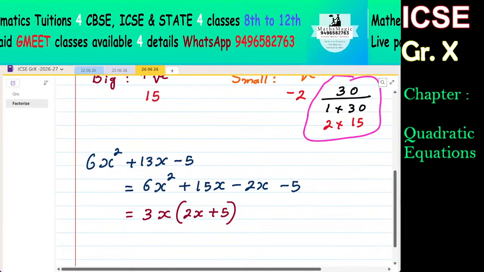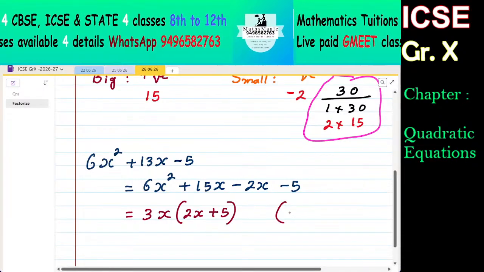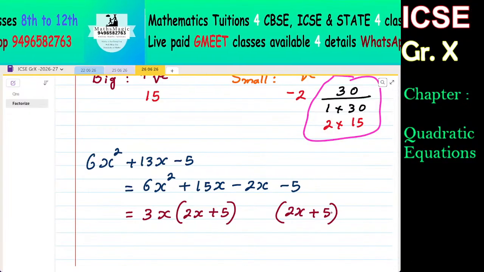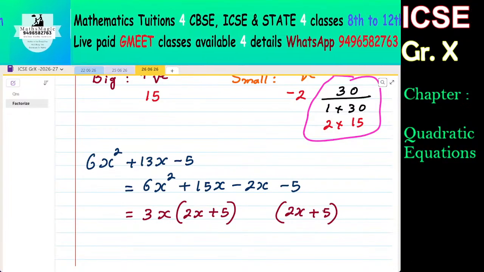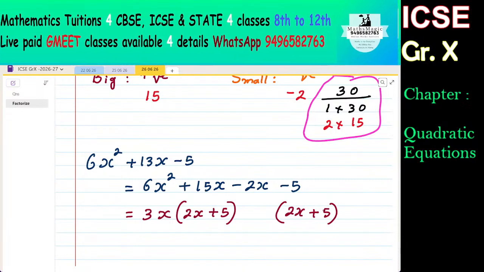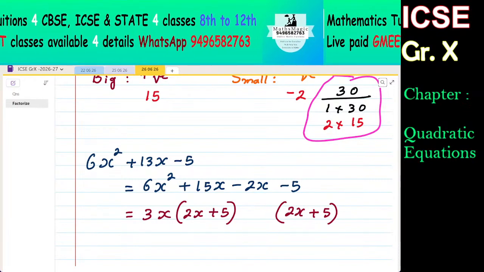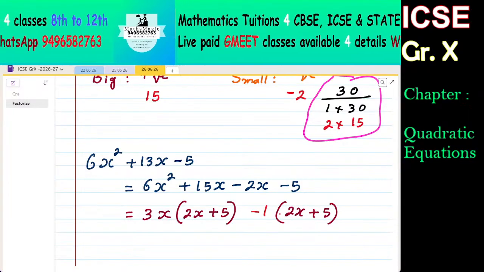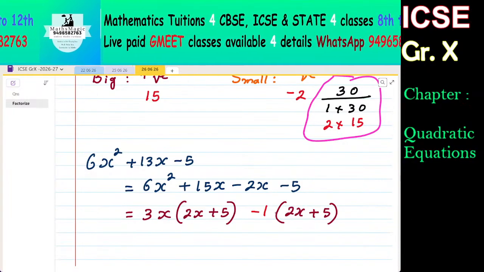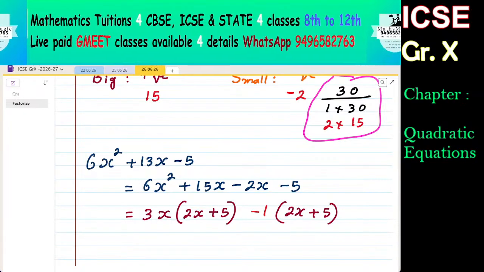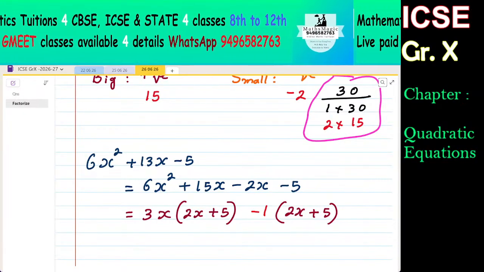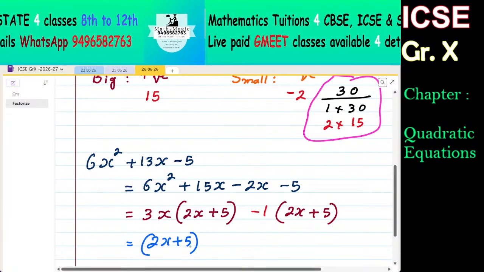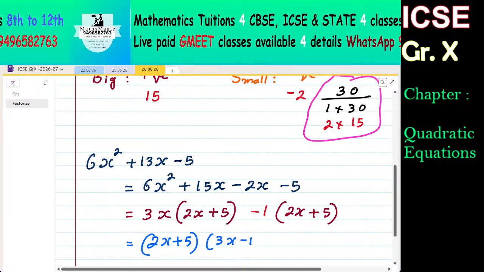And our aim should be to get this 2x plus 5 as a common factor of the next two terms. For that, we have to take the -1 outside, or simply put minus in the bracket. Better to write -1 times 2x plus 5. Now you have the factors 2x plus 5 multiplied to 3x minus 1.